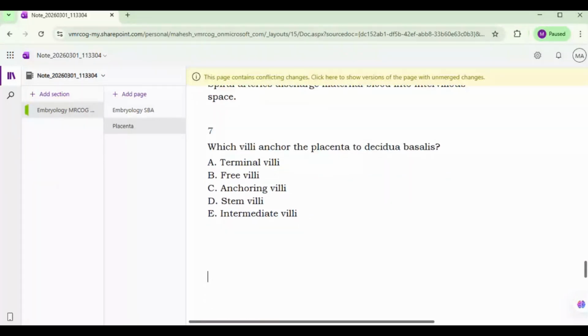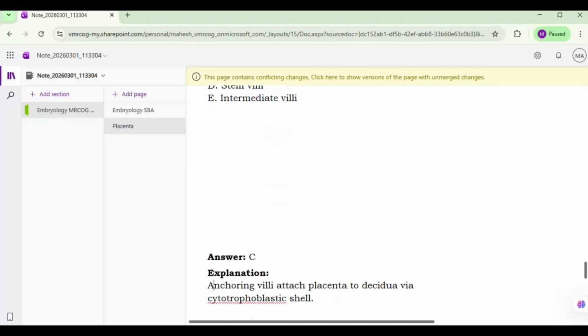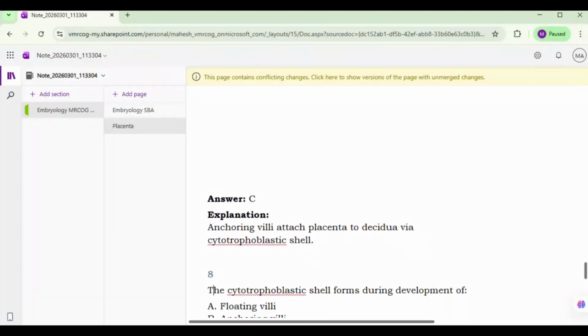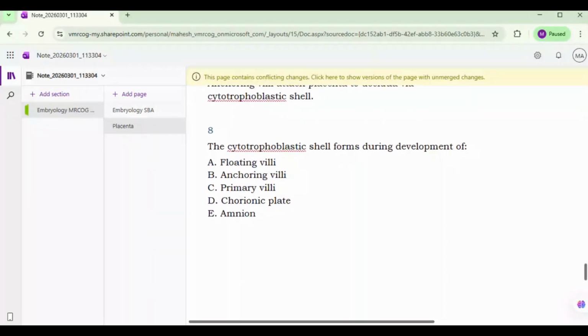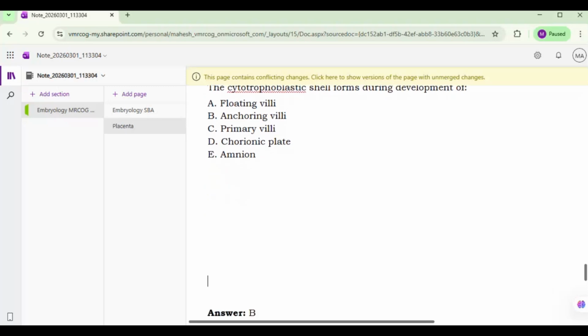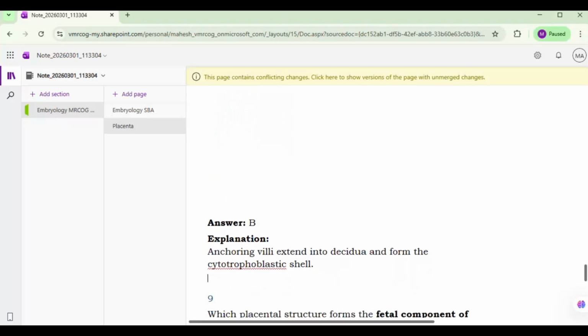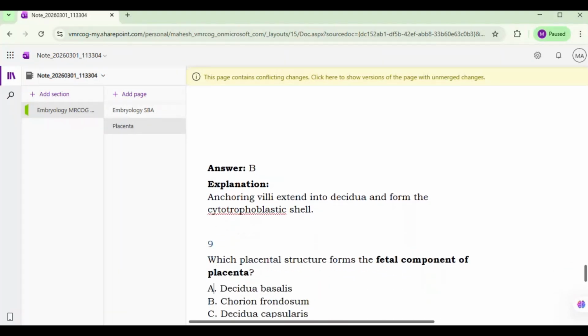Next. Which villi anchor the placenta to decidua basalis? Anchoring villi, option C. Anchoring villi attach the placenta to the decidua via the cytotrophoblastic shell. Next. The cytotrophoblastic shell forms during development of floating villi, anchoring villi, primary villi, chorionic plate, or amnion? Option B, anchoring villi. So anchoring villi extend into the decidua and form the cytotrophoblastic shell.